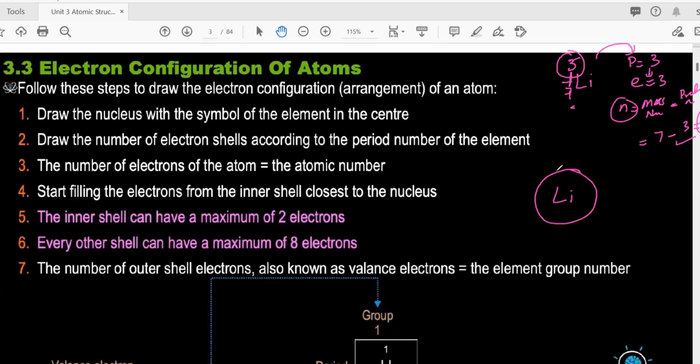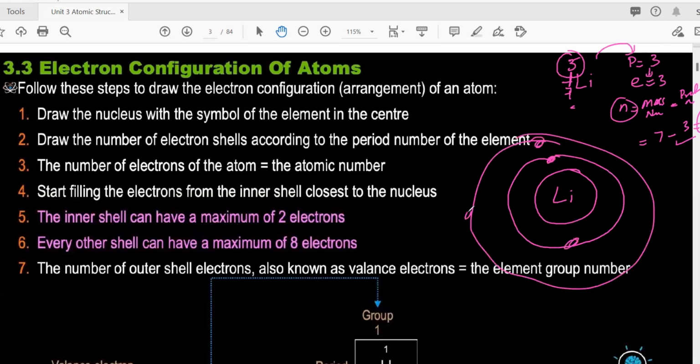And then first shell, how many do you have? Here I draw the first shell, 2. Second shell you have 4. So this is electronic configuration. Draw the nucleus with the symbol of the element in the center. Draw the number of electron shells according to the period number.